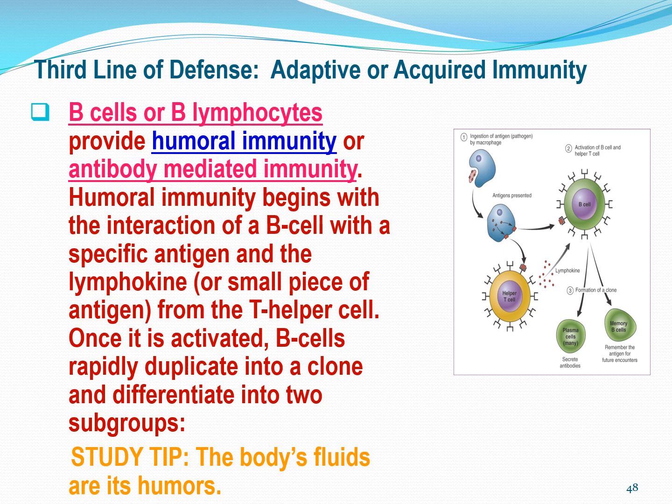Okay, now B cells, or B lymphocytes, provide humoral immunity, or antibody-mediated immunity. Humoral immunity begins with the interaction of a B cell with a specific antigen and the lymphokine, or a small piece of antigen, from the T helper cell. Once it is activated, B cells rapidly duplicate into a clone and differentiate into two subgroups. Remember, body fluids are humors?